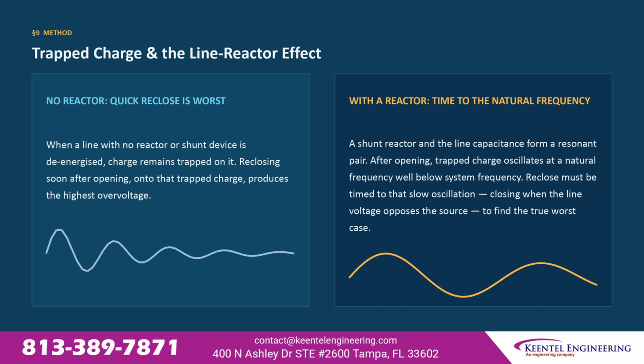When a shunt reactor is present, the physics change. The reactor and the line capacitance form a resonant pair, and after opening, the trapped charge oscillates at a natural frequency well below system frequency. The reclose must be timed to that slow oscillation, closing when the line voltage opposes the source, to find the true worst case. Timing to the power cycle instead will underpredict the worst case and produce a non-conservative study.